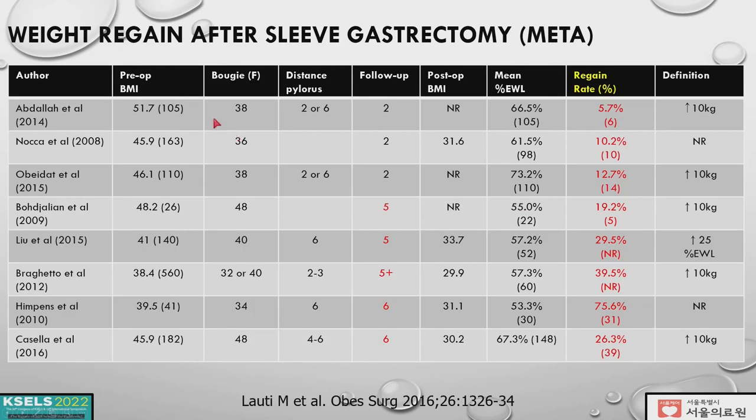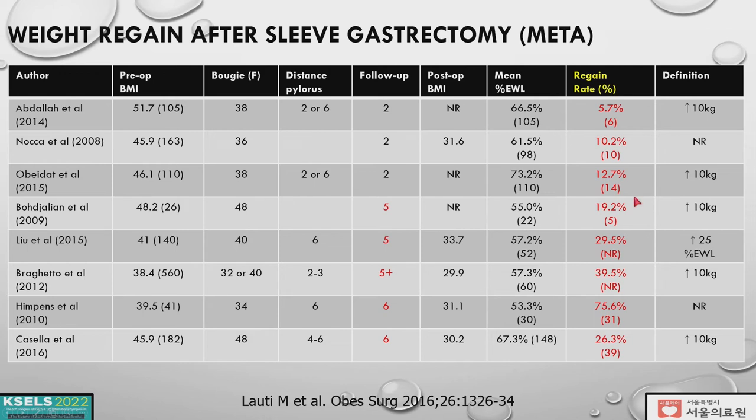As you can see here, the sleeve is the most common standalone procedure worldwide. And you can see the long-term weight loss of the sleeve, the excess weight loss, is up to 60% to 70%. But as with any other bariatric procedure, the regain rate increases as time goes by.